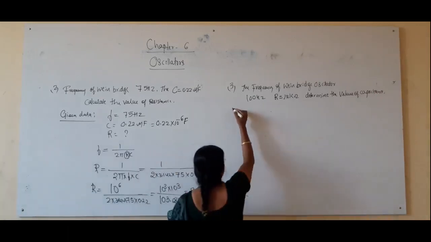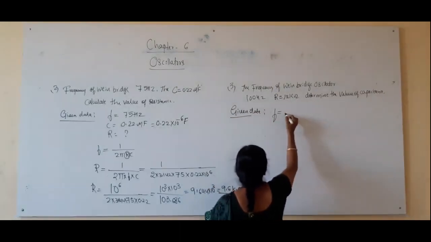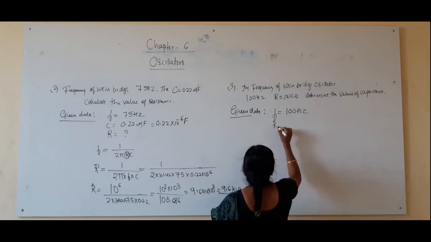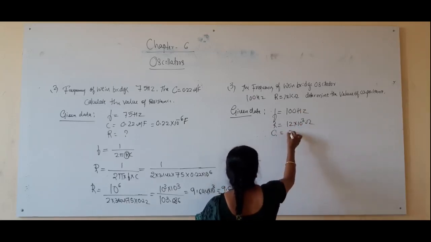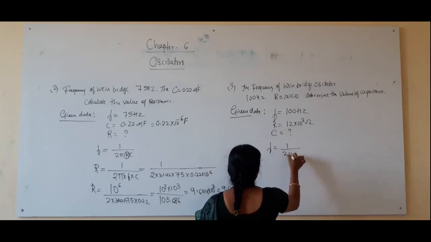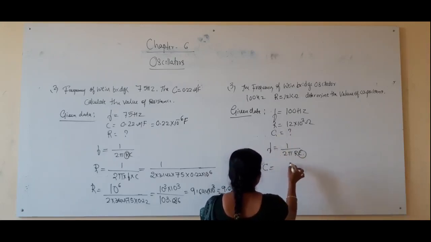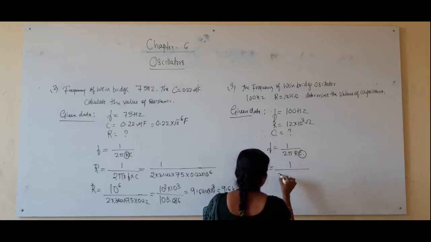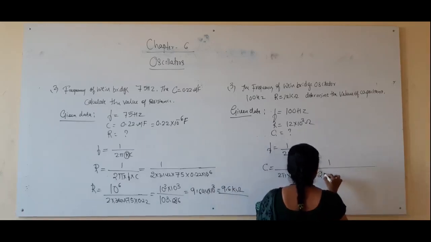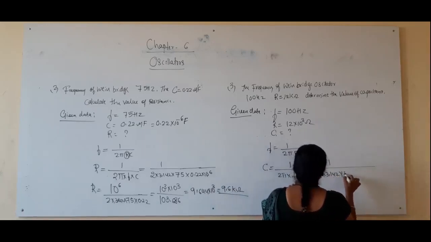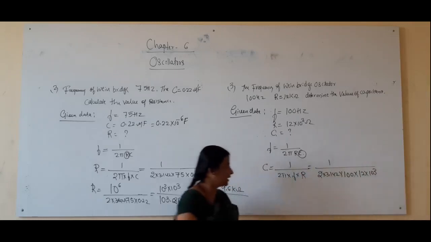Here, whatever data is there, first write down the given data. The frequency of oscillation is given as 100 hertz, and the resistance is equal to 12 kilo ohm, that is 12 into 10 raised to 3 ohm. Find the value of capacitance. We know that frequency is equal to 1 by 2 pi RC. So we have to find the capacitance. Bring the capacitor value here, C. Taking the frequency into the denominator, that is 2 pi into frequency into R, C is 1 divided by 2 into 3.142 into 100, with resistance given as 12 kilo ohm. So directly multiply these values.